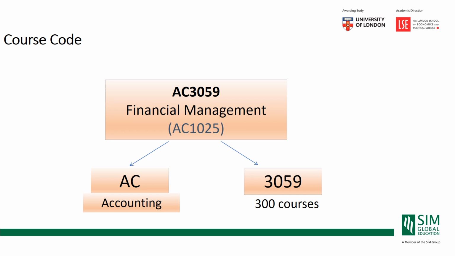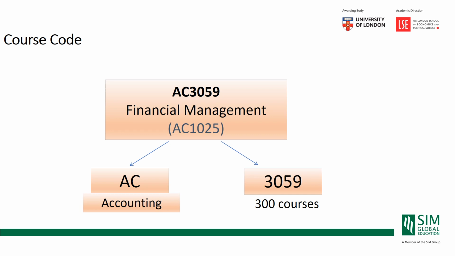Another example, AC3059. This is the code for Financial Management. Notice that below Financial Management, you have a bracket with AC1025. So what does that bracket mean? That means in order to take Financial Management, you need to have passed Principles of Accounting. So Principles of Accounting is the prerequisite for Financial Management.